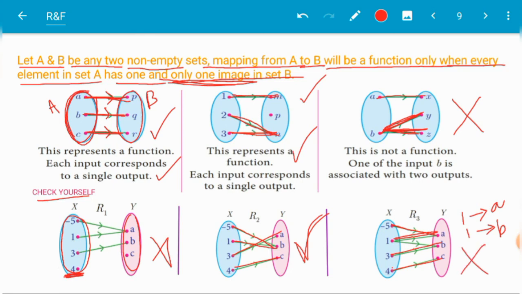So I hope you understand how to check. All elements should map, and each element should map to only one element of the second set. In the first set, you have to check whether all elements are mapped or not. After that, you have to check whether each element maps to only one image or not. If you note down these 2 things, you can easily understand the function. Very super and important concept.